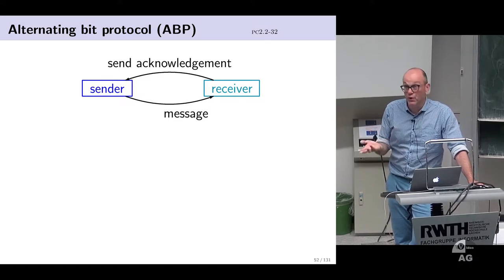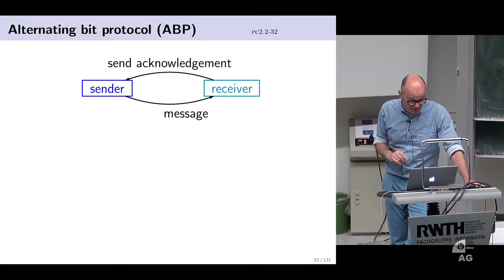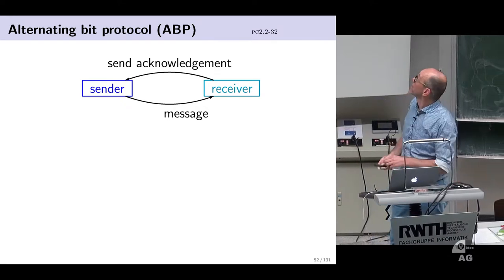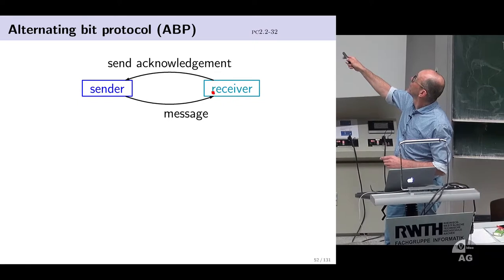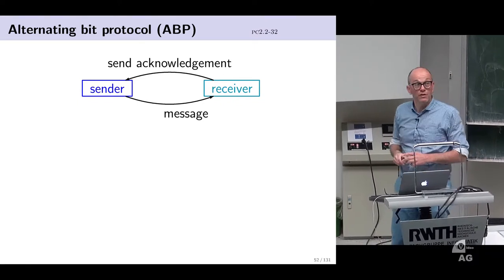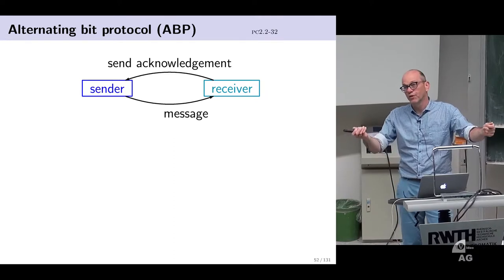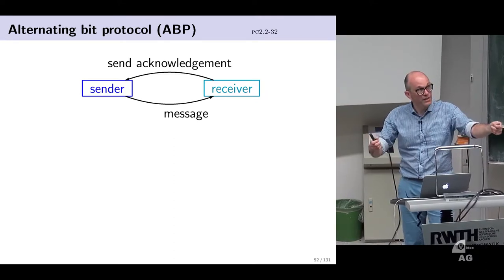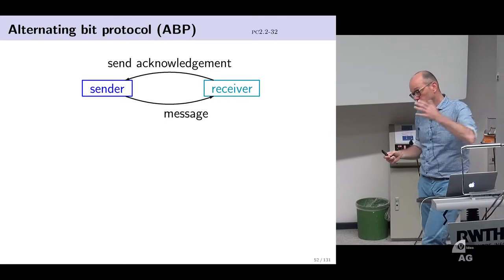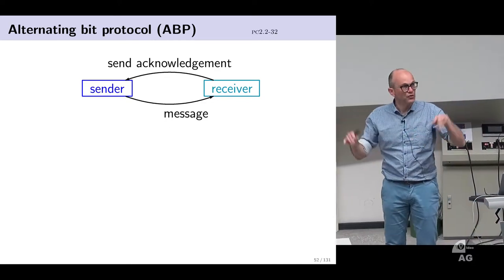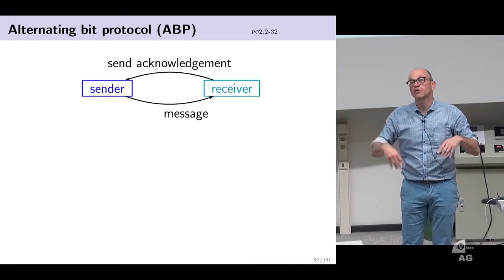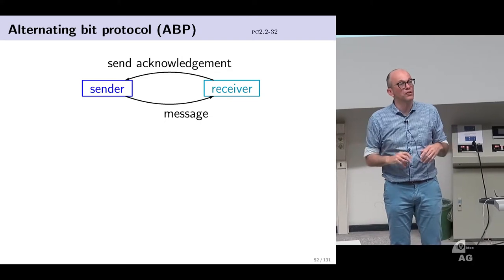We have two program graphs, a sender and a receiver. The idea is that the sender can send a message to the receiver, and the receiver is going to acknowledge the correct receipt of a message. So you send a message, you wait for the acknowledgement, then maybe you send the next message. If you don't get an acknowledgement on time, let's say, then you're going to repeat, so you're going to retransmit your message.